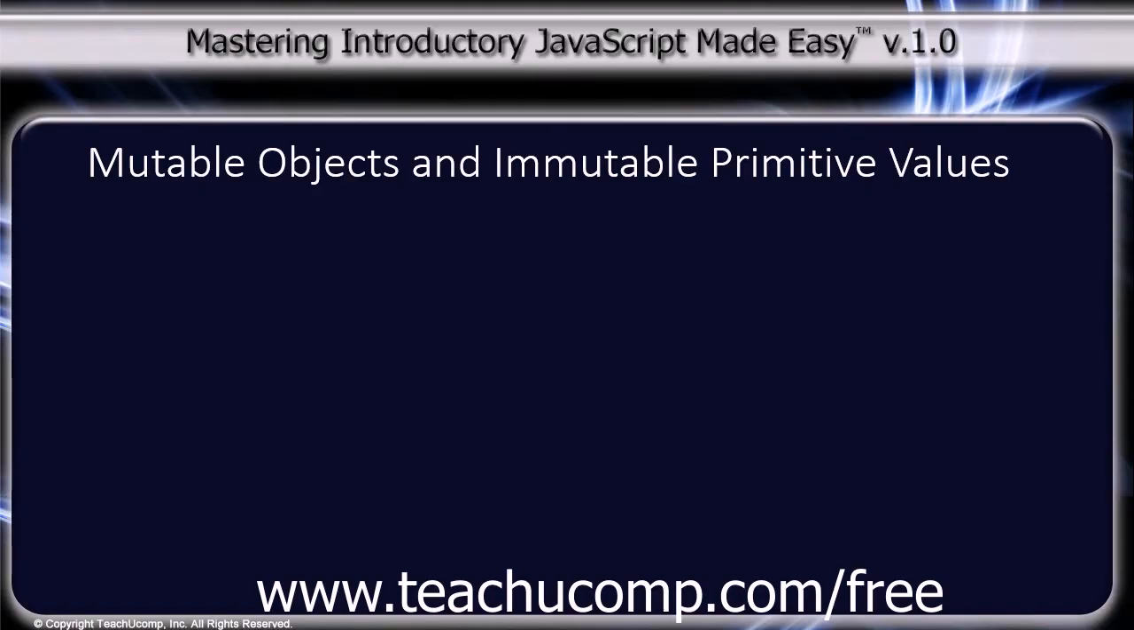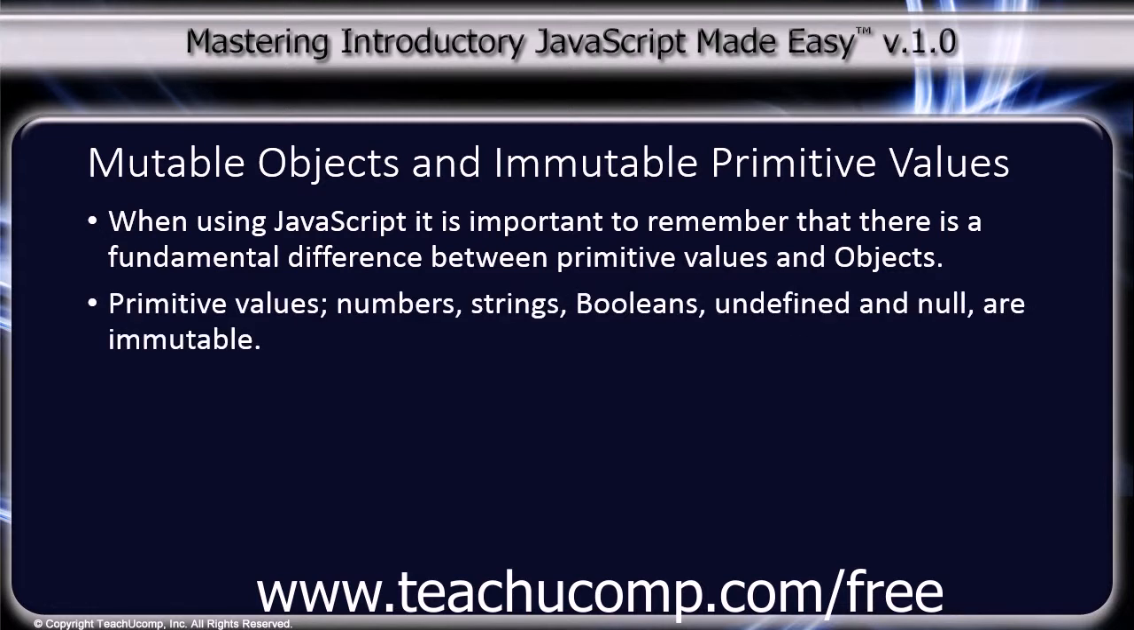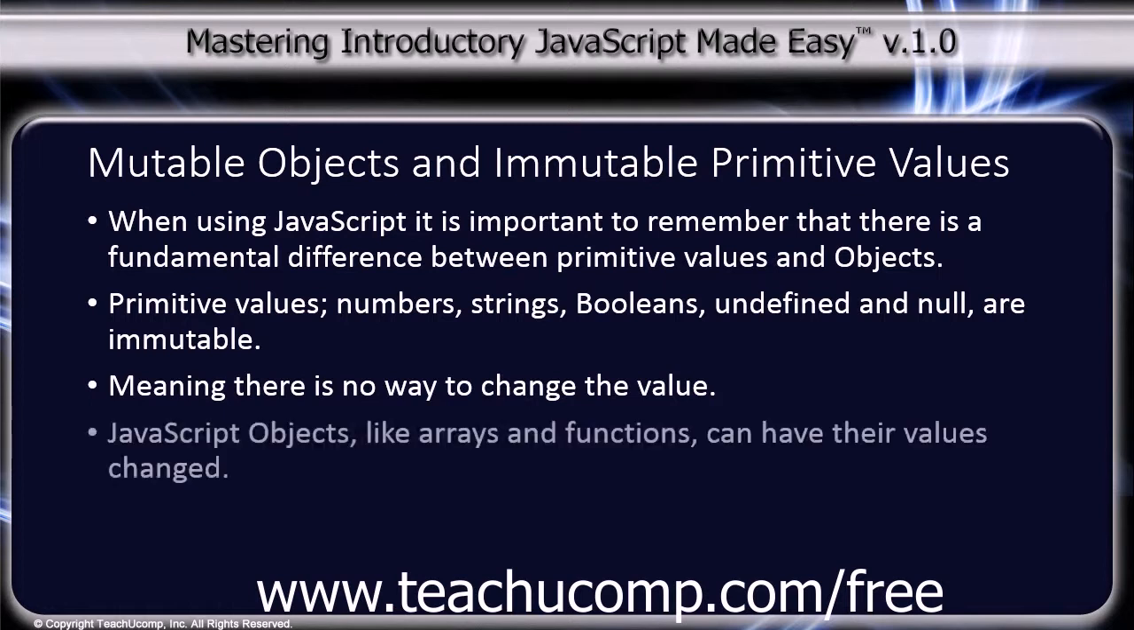www.teachucomp.com/free. When using JavaScript, it is important to remember that there is a fundamental difference between primitive values and objects. Primitive values, like numbers, strings, Booleans, undefined, and null, are all immutable, meaning there is no way to change the value. JavaScript objects, like arrays and functions, can have their values changed.